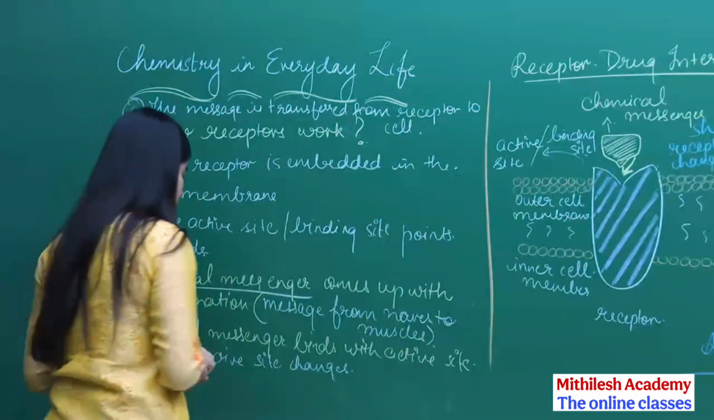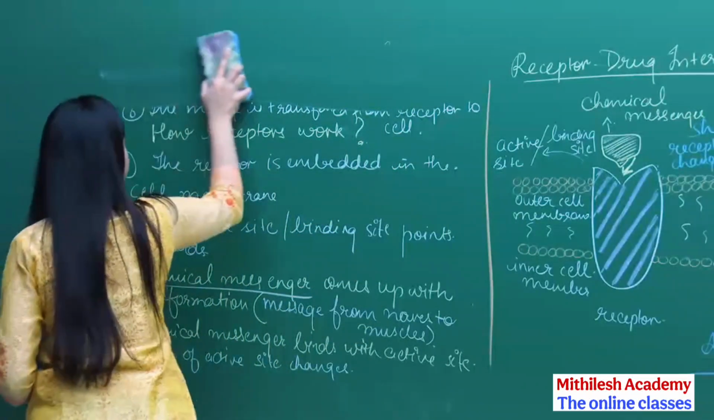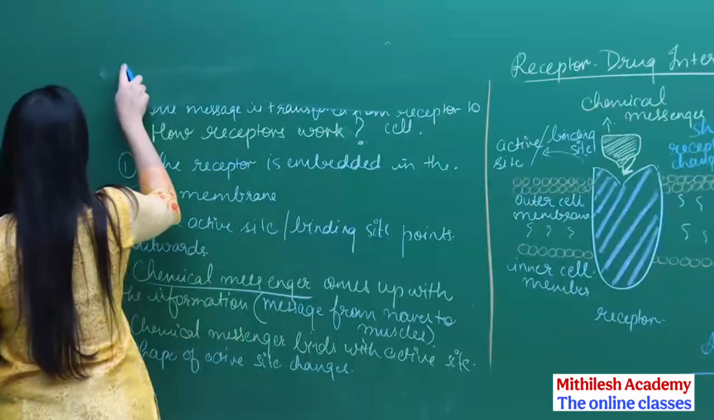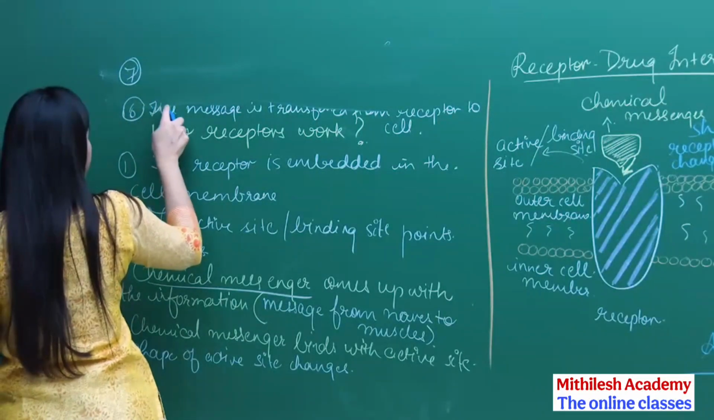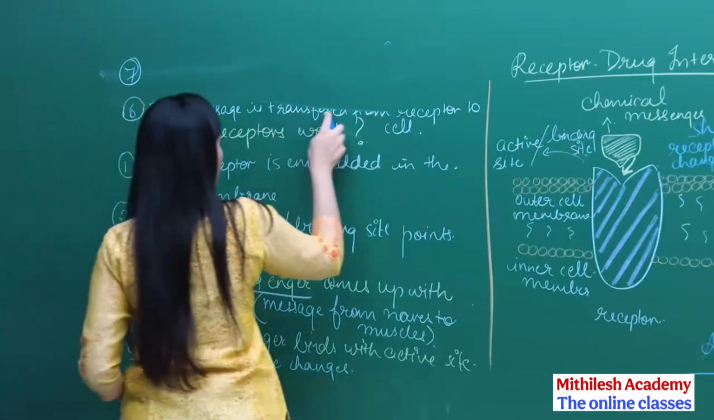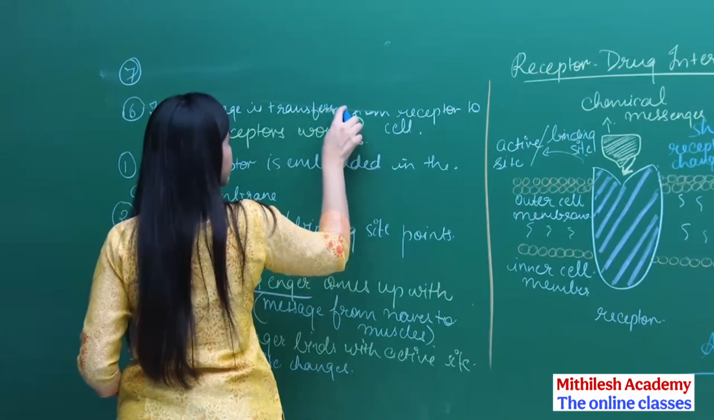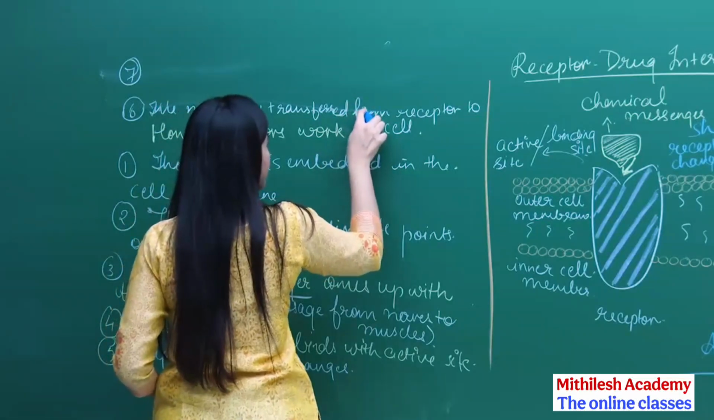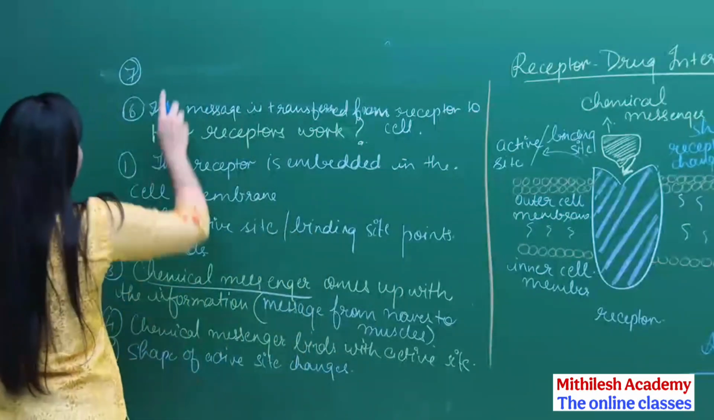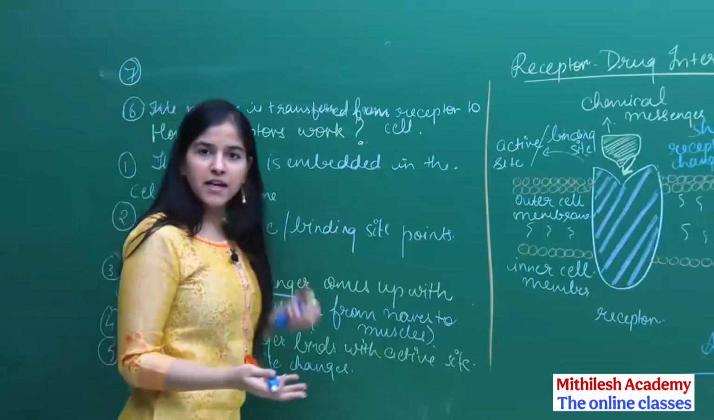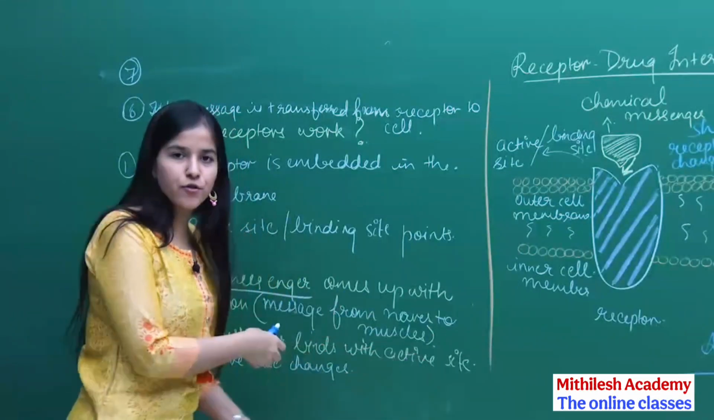and finally it would be number seventh. Let me just write that properly. I hope you all have written this. Transferred from receptor, right. So the last point would be finally the message has transferred, and what we have got is the chemical messenger got detached from the receptor.